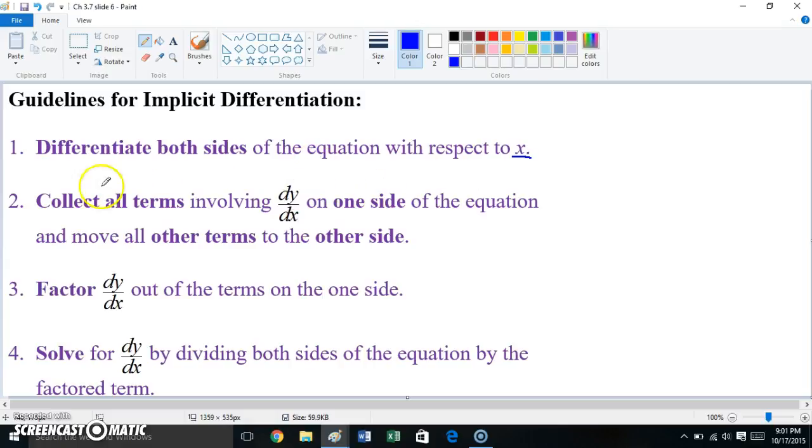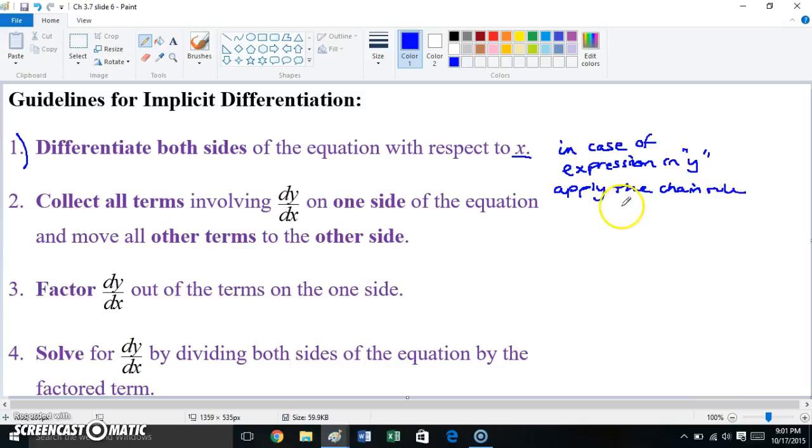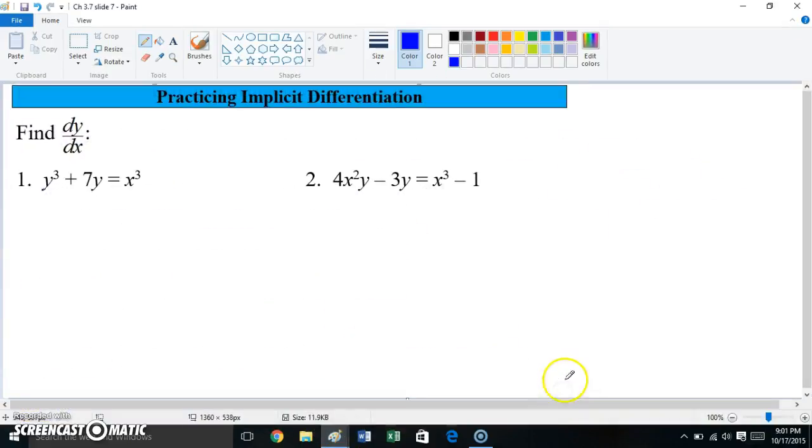So just back up to part 1 here. When it says differentiate both sides of the equation with respect to x, in the case of an expression in y, apply the chain rule. So you will have a factor of dy/dx. Okay, we're going to take a look at some examples and practice implicit differentiation.